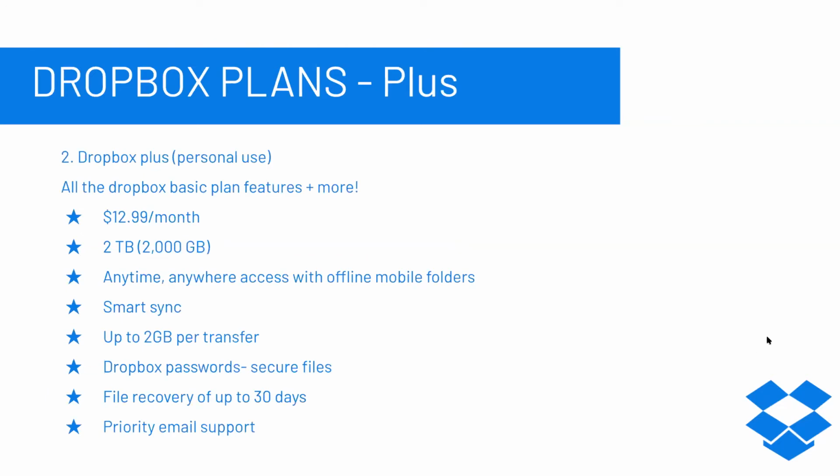Next is Dropbox Plus. This is also for personal use, but it offers a few more features. It is $12.99 per month, and you have 2 terabytes or 2,000 gigabytes of storage available to you. You have anytime, anywhere access, along with offline mobile folders. So you don't only need to be connected to the internet to access your folders, you're able to edit your files and sort them and see them even if you're not on the internet. There's also Smart Sync between your computer or your devices and your account. And you can have up to 2 gigabytes per transfer between you and another person.